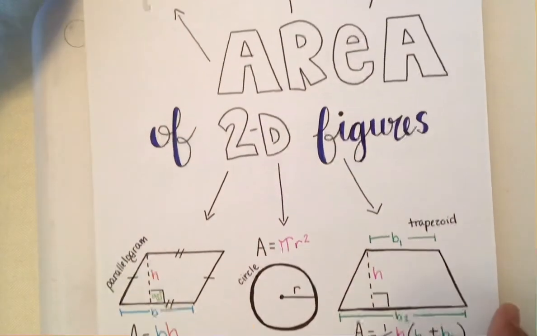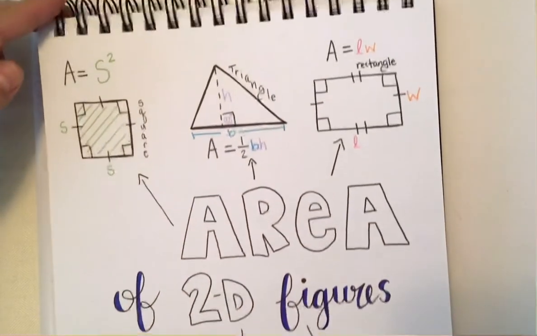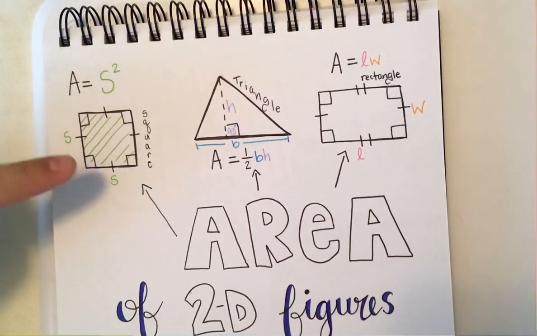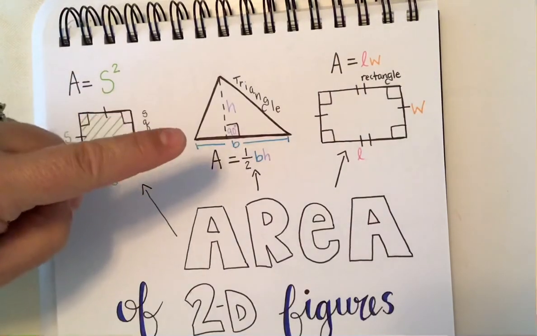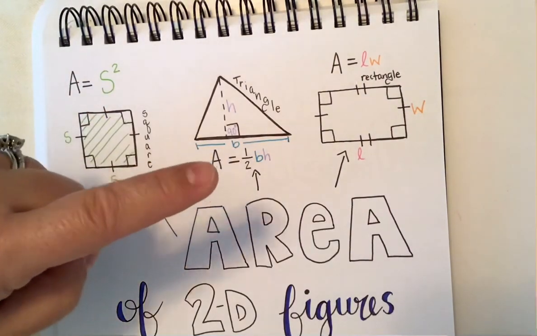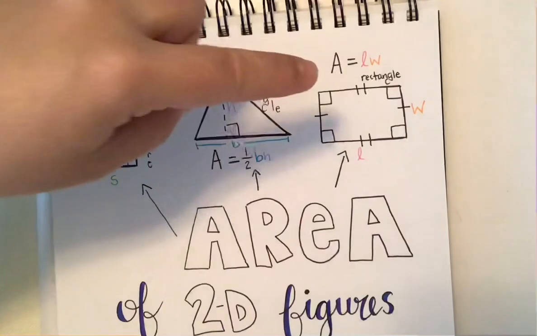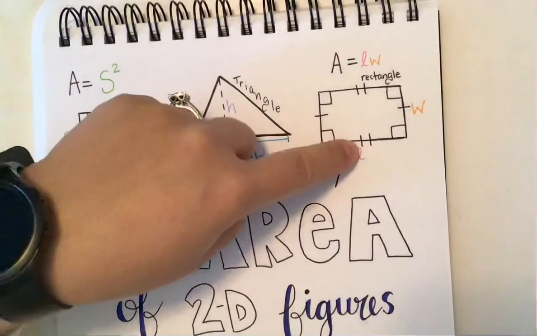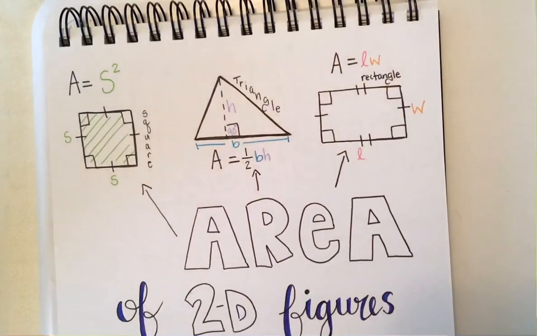So here's another peek. Area of a square. Area equals side squared. Area of a triangle. Area equals 1/2 times base times height. Area of a rectangle is length times width. We're doing the little pretty pink part.